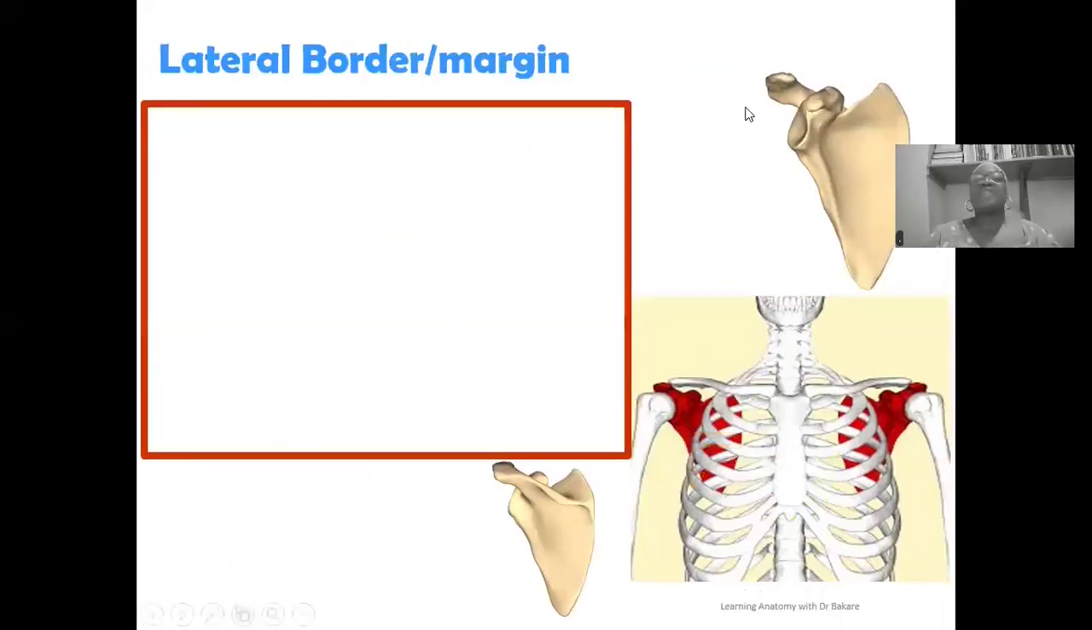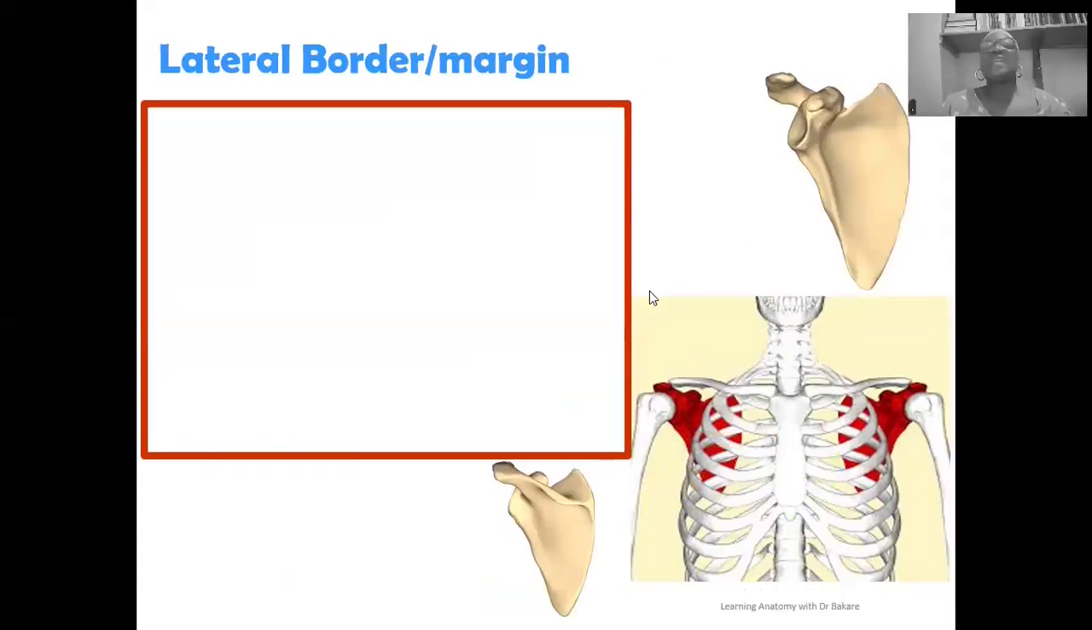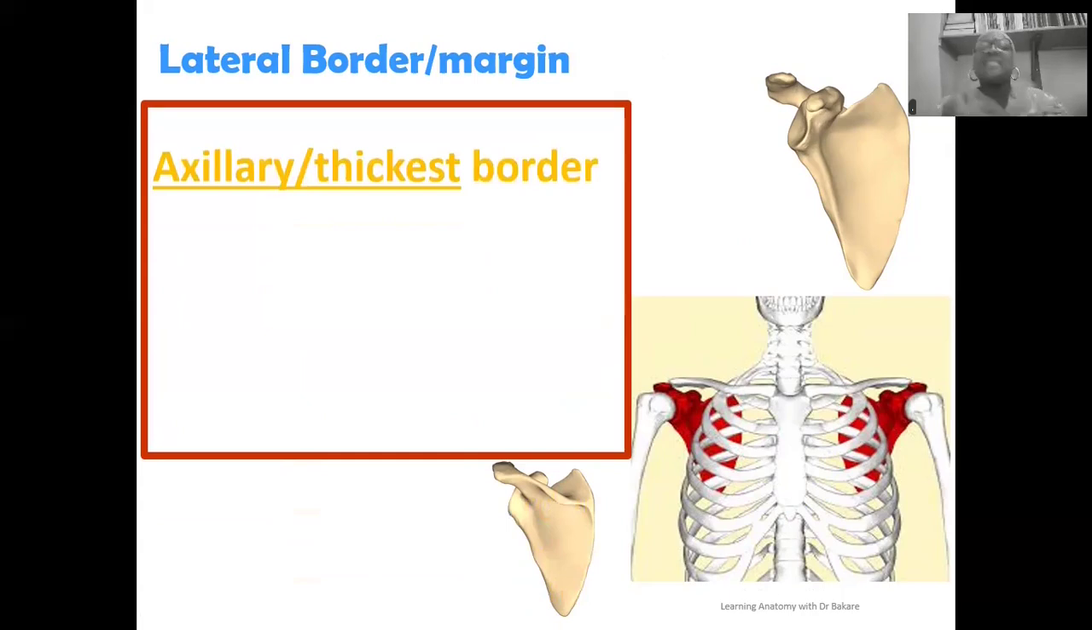So let's drive further to the lateral border. The lateral border, just as the name implies, is located laterally, and it is the thickest border. It is also referred to as the axillary border. We try to use this lower image. This is where we have the scapula here, colored in red. And this region at this lateral edge is where we have the lateral border. This lateral border, as you can see, is related to the axilla. And this is why it is referred to as the axillary border.